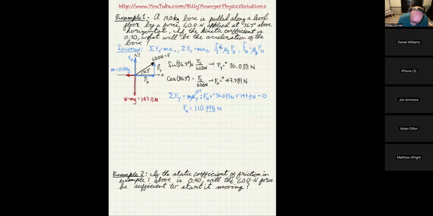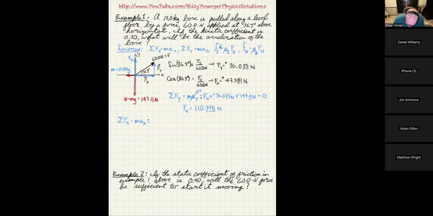So now I'm going to write the summation of the forces in the x direction is equal to mass times acceleration in the x direction. Now, in this case, the acceleration in the x direction is the only acceleration we're dealing with, so I'm not going to subscript it x. I'm just going to call it a. And that's the thing we're solving for, so we can just work it out accordingly.